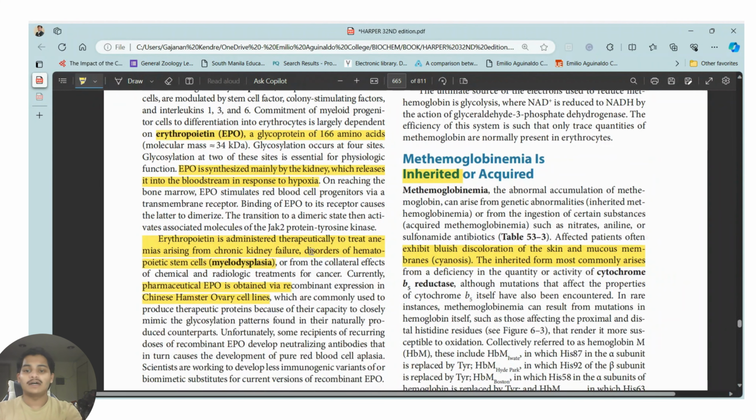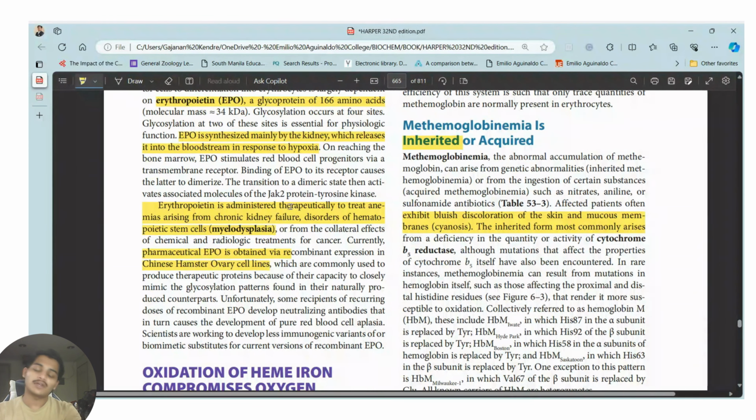Then erythropoietin is administered therapeutically, like whenever there is kidney failure in a patient, which means the patient can no longer produce erythropoietin. Then we have to give erythropoietin from outside so that our bone marrow can form RBCs at a faster rate, or at least match the normal rate of our RBC production and save us from anemia. This pharmaceutical EPO is synthesized from Chinese hamster ovary cell lines. These are cells from the ovary of the Chinese hamster.